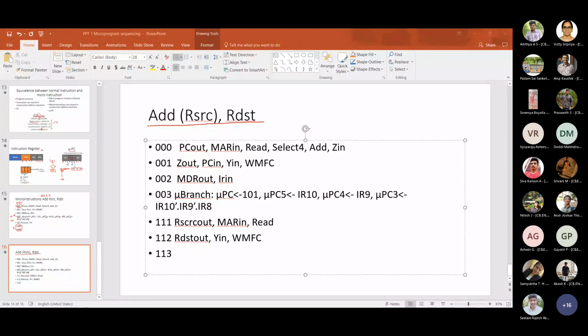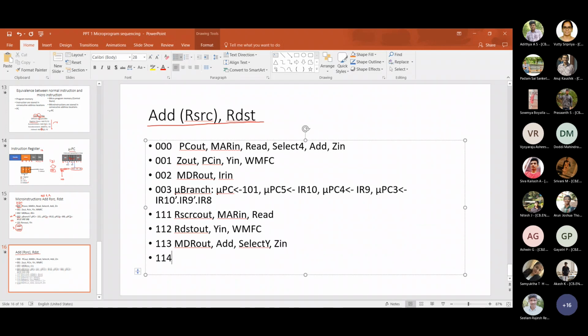Then first operand is already there in Y. Second operand, once you read MDR, second operand will be available. Now what you have to give? So here you will have MDR out. You have to give the signal for add, isn't it? Select Y, then add. The result will be there in the Z register, Z in.